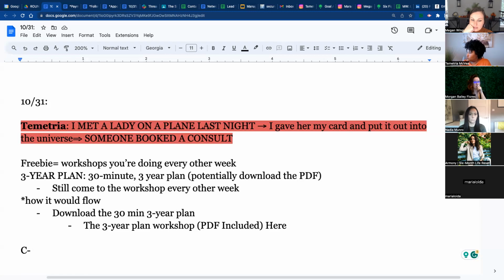Well, I don't know, do you think the PDF's enough? Enough for what? Tell me more.